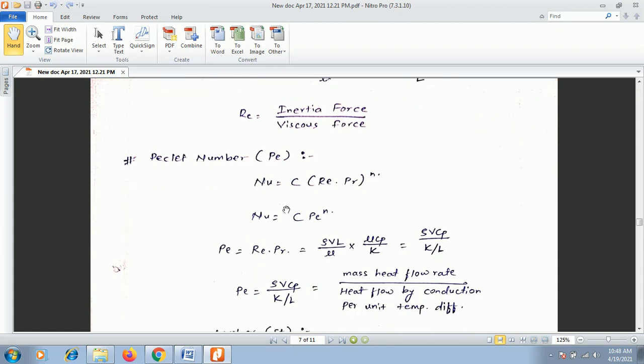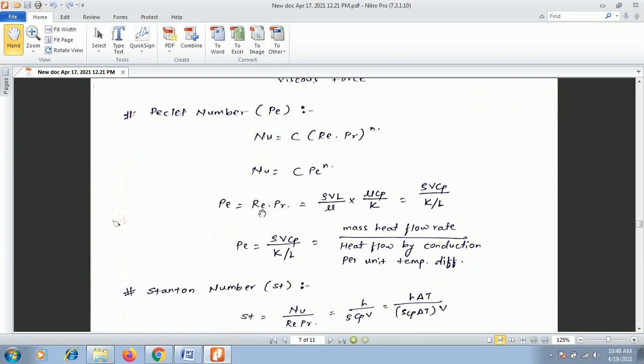It is represented as the multiplication of the Reynolds number and the Prandtl number. The Nusselt number in terms of the Peclet number is given as Nusselt number equal to C into Pe raised to n, where C and n are constants, where Pe is the product of the Reynolds number and the Prandtl number.